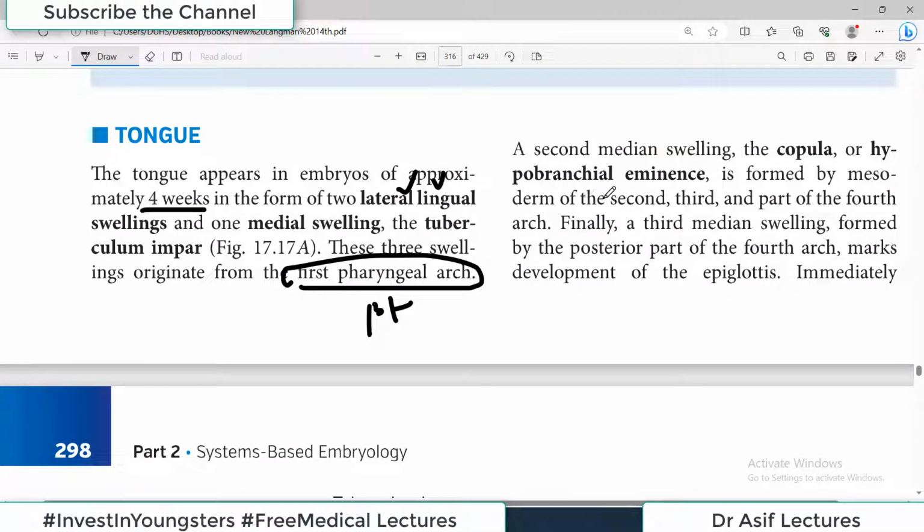जो tongue formation में they play a key role. There is a second median swelling which is known as copula or the hypobranchial eminence. They are equal to each other. Either you call them copula or you call them hypobranchial eminence. It is formed by mesoderm of second, third, as well as part of the fourth branchial arch or the pharyngeal arch. Finally, a third median swelling formed by the posterior part of the fourth arch marks the development of the epiglottis.